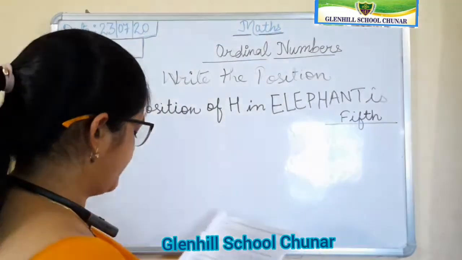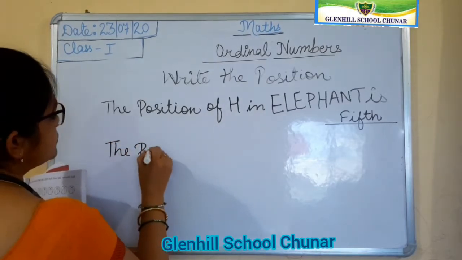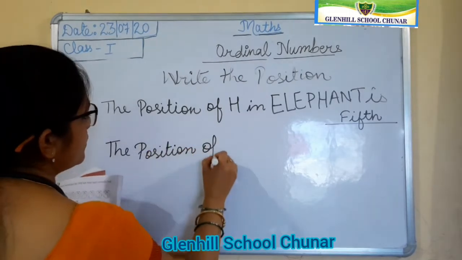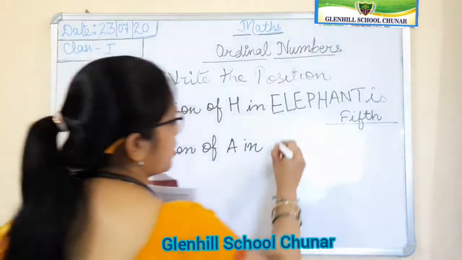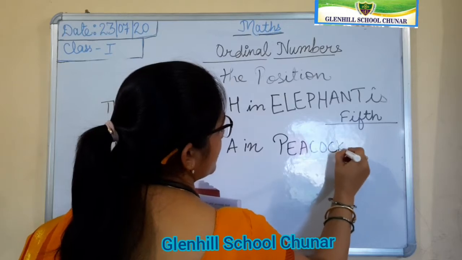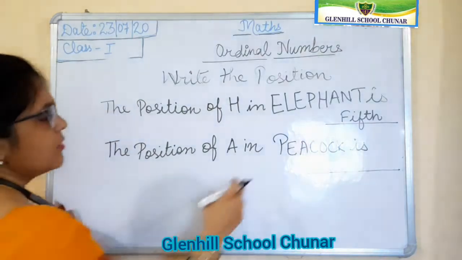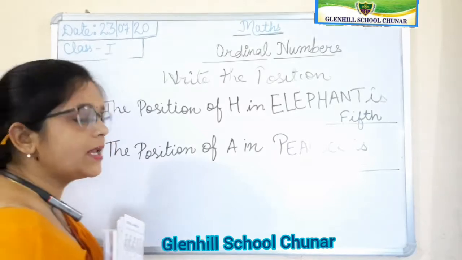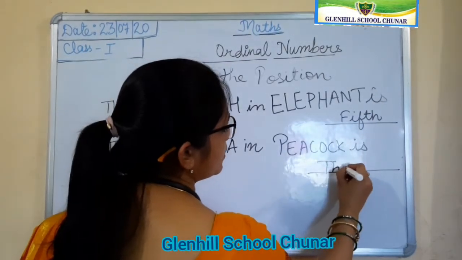Okay. Now find out the position of A in peacock. P-E-A-C-O-C-K. Peacock. See, first position, second position, third position. A is in which position? Third position. So here you are going to write down third.